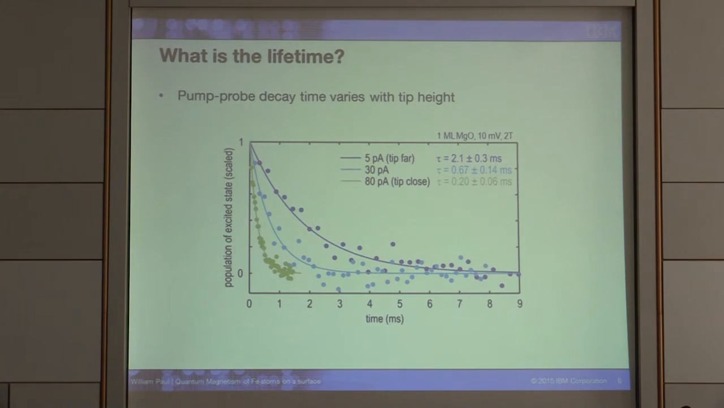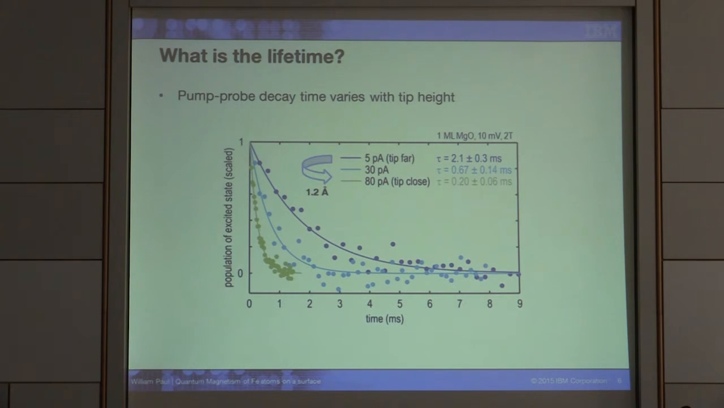So we can get the lifetime at various tip-sample distances. And so we have three decay curves here of the excited state. So the question is, what is the lifetime of iron on MgO if we measure an order of magnitude change in lifetimes with only about a 1.2 angstroms change in tip height?